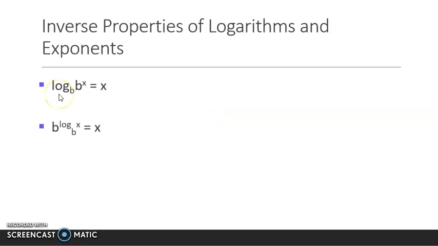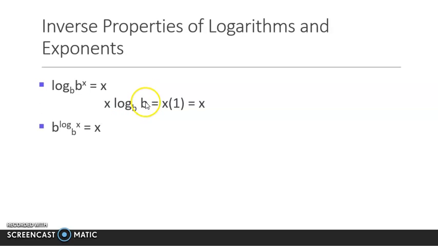Okay, the first inverse property that we have to look at is log base b of b to the x equals x. What it says is if this base matches this base, then your answer is just going to be x. And it's related to that power property of logarithms that we looked at in our first video. Let me show you how that works.